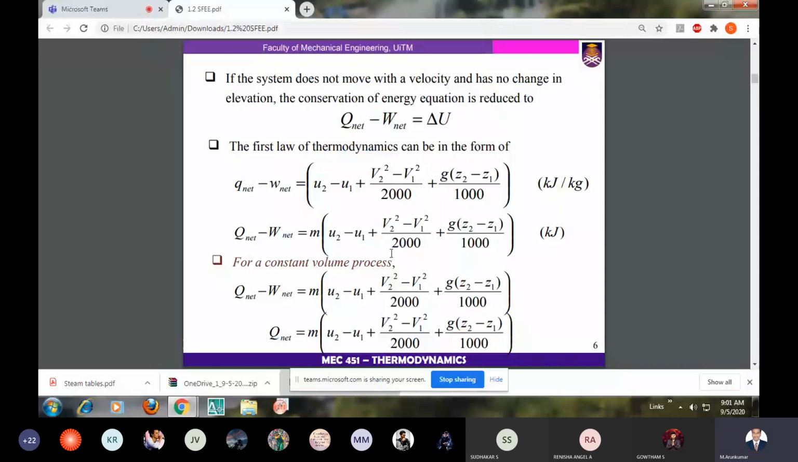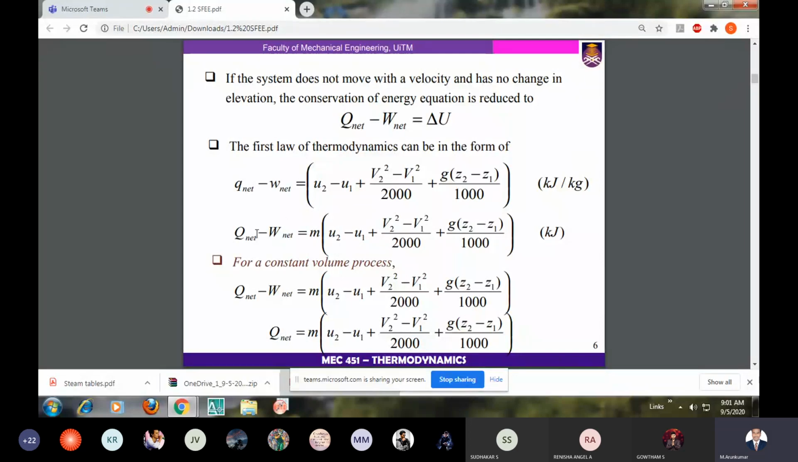We can take the mass common. Then we can write capital Q net minus capital W net is equal to m into [(U2 minus U1) plus (V2 square minus V1 square) divided by 2000 plus g into (Z2 minus Z1) by 1000]. So the unit is kilojoule. If you want to write this same equation in joules, we can neglect this 2000 and 1000, and just multiply by 1000 in each term. Then we can get the equation in joules.